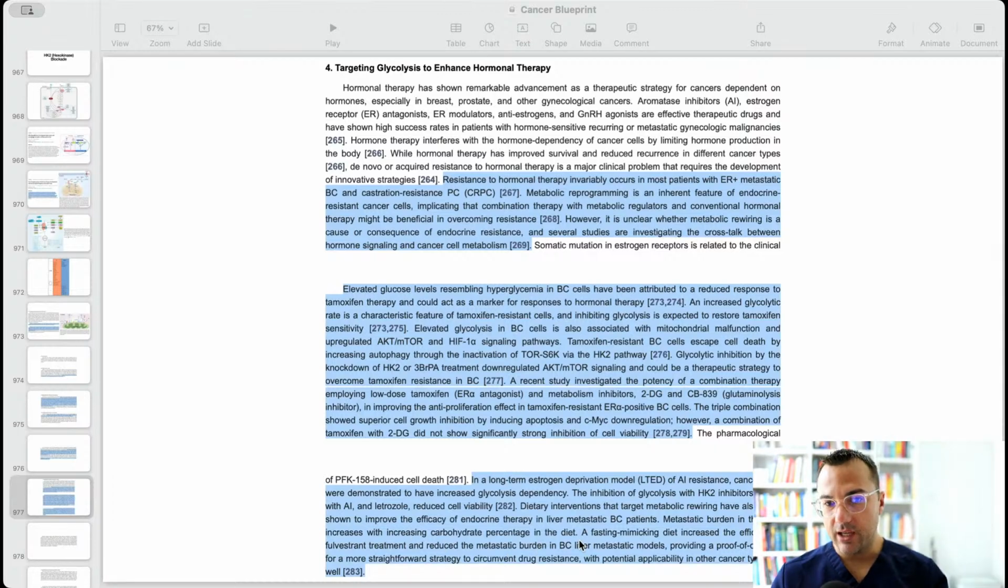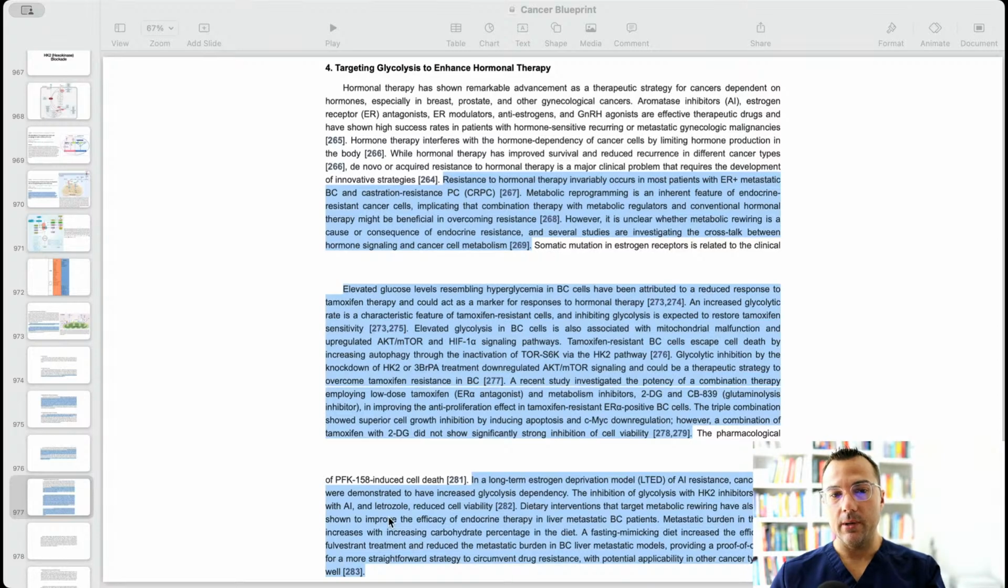A fasting mimicking diet increased the efficacy of fulvestrant, which is another AI treatment, and it reduced the metastatic burden in the liver of these metastatic breast cancer patients, providing a proof of concept for a more straightforward strategy to circumvent drug resistance, with a potential application in other cancer types as well, of course. So I think this is fascinating. So basically, fasting mimicking diets or carbohydrate restrictions, ketogenic diets, enhanced by itself the use of estrogen blocking drugs.